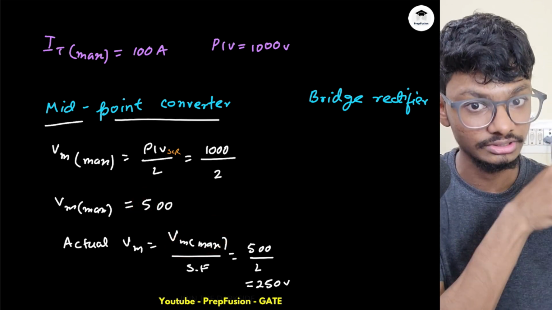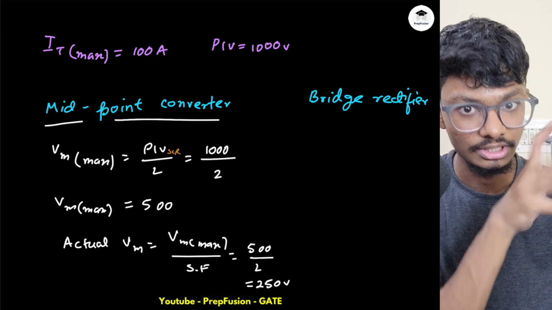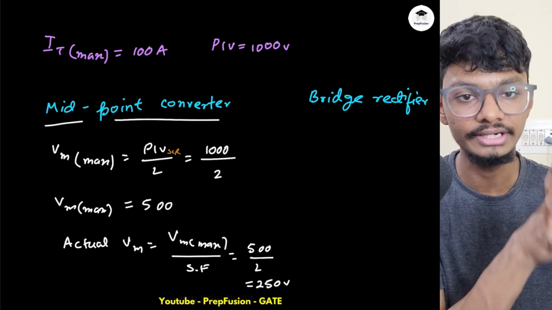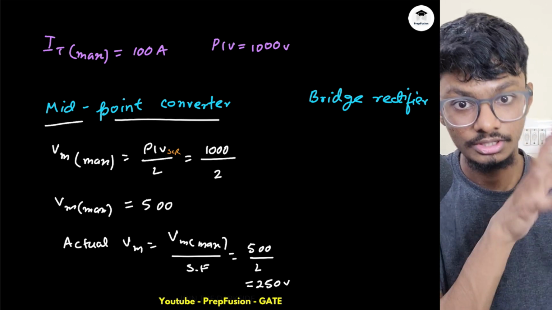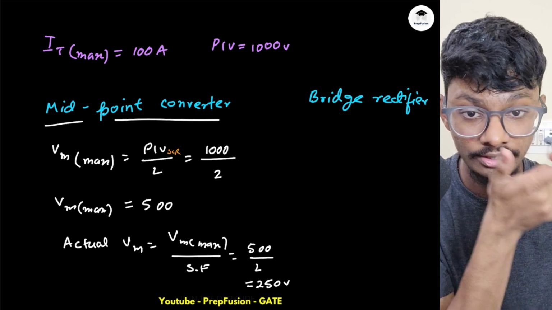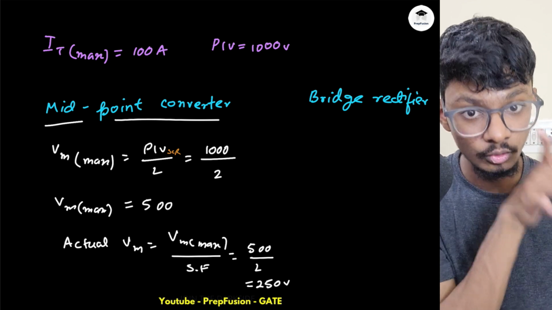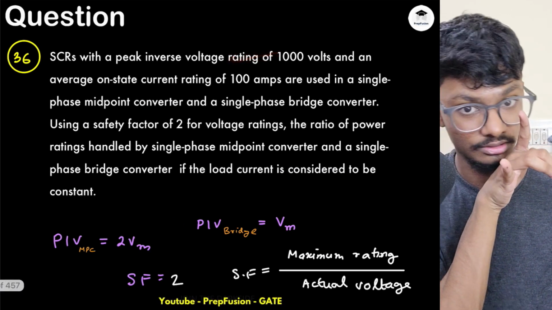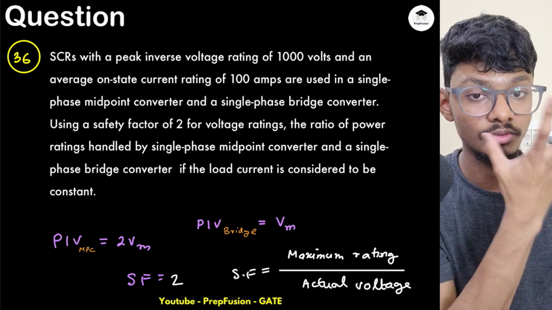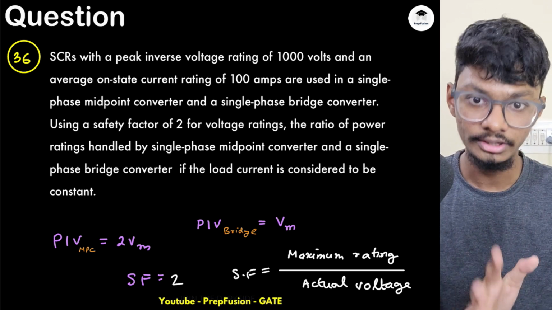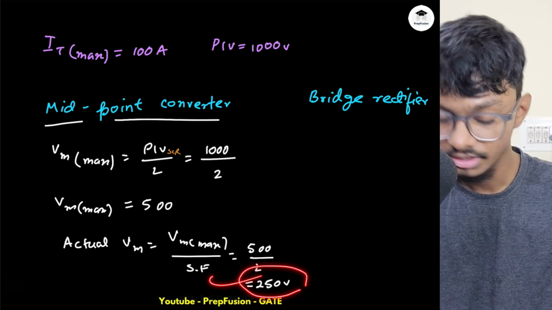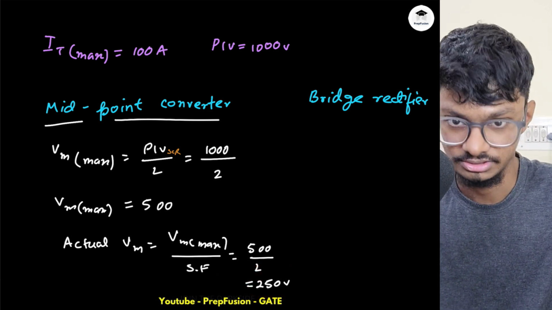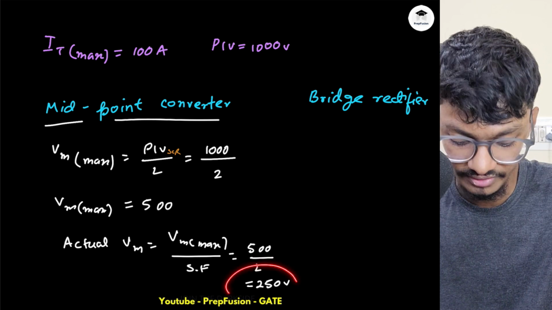The peak inverse voltage across an SCR will be 1000 volts. And for some reason, the supply peak voltage goes from 500 to 550. Twice of that will be 1100, so 100 volts more than the rating of the SCR. So what will happen? The device will get damaged. That's why there is always a safety factor. So the maximum voltage I can safely choose according to the given safety factor is 250 volts.